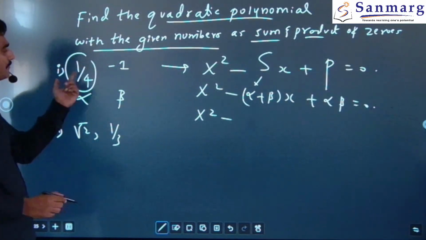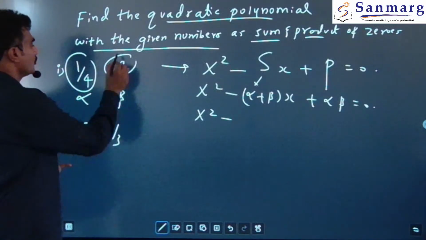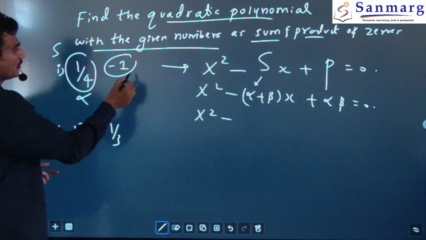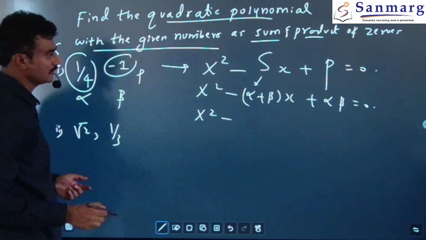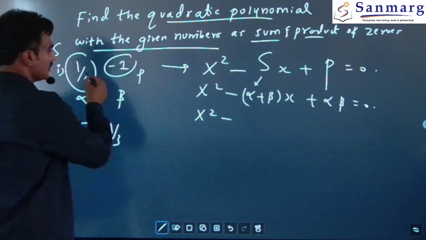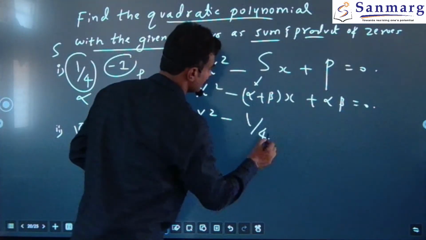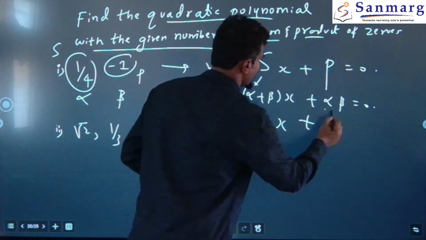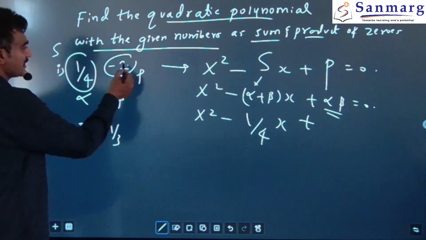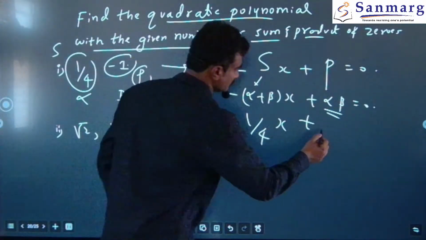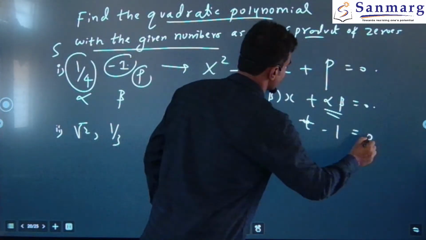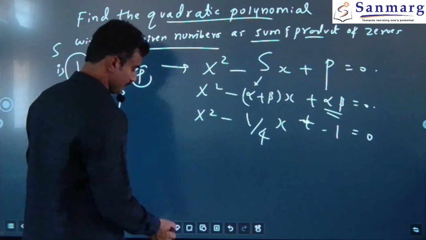What is the value of alpha plus beta? They have given sum as 1 by 4, product as minus 1. So write alpha plus beta as 1 by 4. And take the value of alpha into beta as minus 1, that is the product. Then simplify.